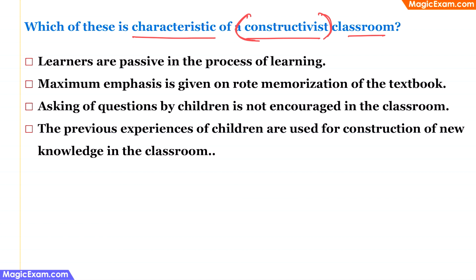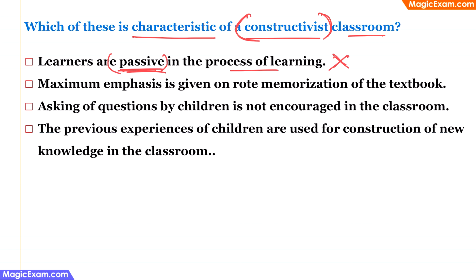So now when you look at the answer choices, the first one says learners are passive in the process of learning. If learners are passive, that is, if they are not interacting with anyone else, they are just merely listening to what the teacher is saying and they are just trying to remember them, then this is definitely not a constructivist classroom, because in a constructivist classroom, the learning has to be active. It cannot be passive. Therefore, this is not a constructivist classroom.